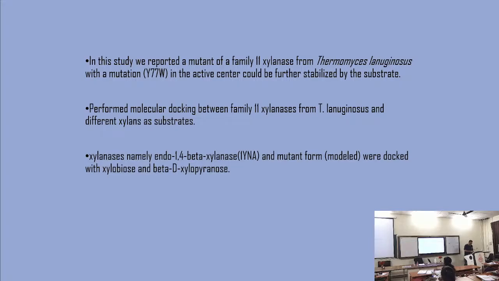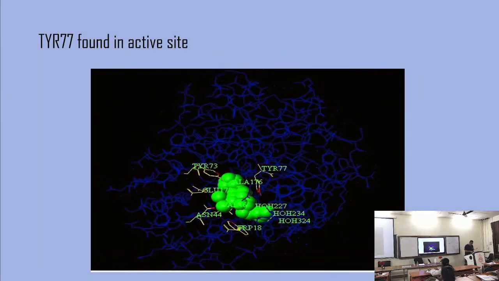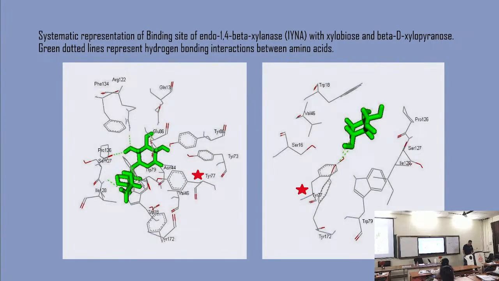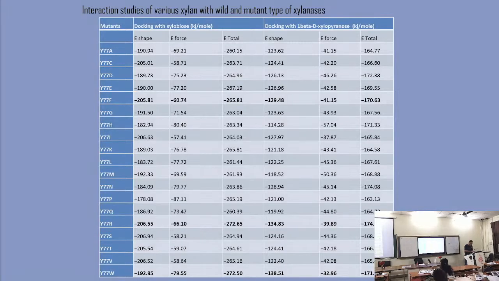So we did the molecular docking between this and different xylan substrates, and if you see, this is tyrosine 77 which is present in the active site. This is a very crucial binding module, amino acid, which gives you a better clue that if you do the modeling and simulation, or you generate the mutant based on this crucial binding area with this amino acid, you can get the improved capability.